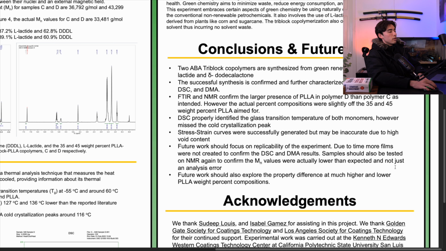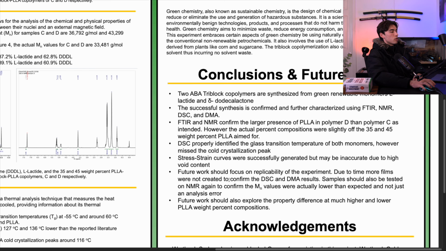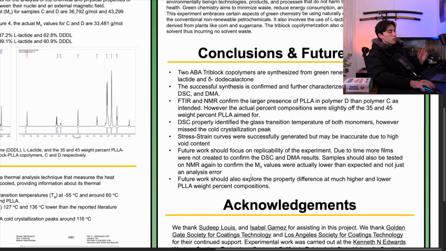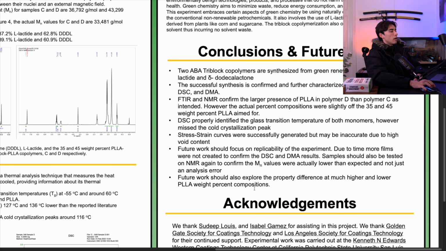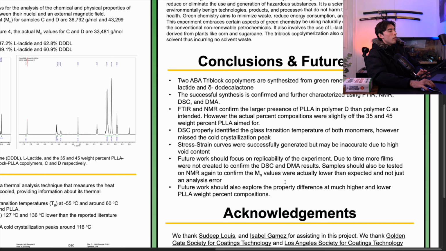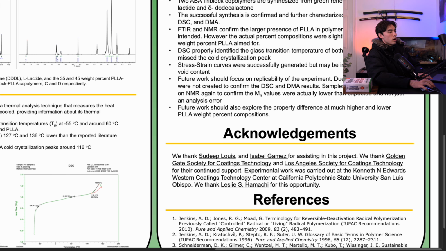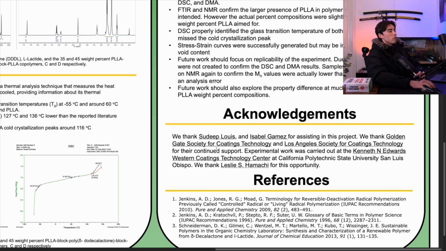Samples should also be tested again on NMR to confirm that number average molecular weight values were actually lower than expected and not just a simple analysis error. Future work should also explore property differences at higher and lower PLLA weight percent compositions. The variation in these weight percents would probably give us a better scope of how altering the composition of this triblock copolymer leads to varying properties.